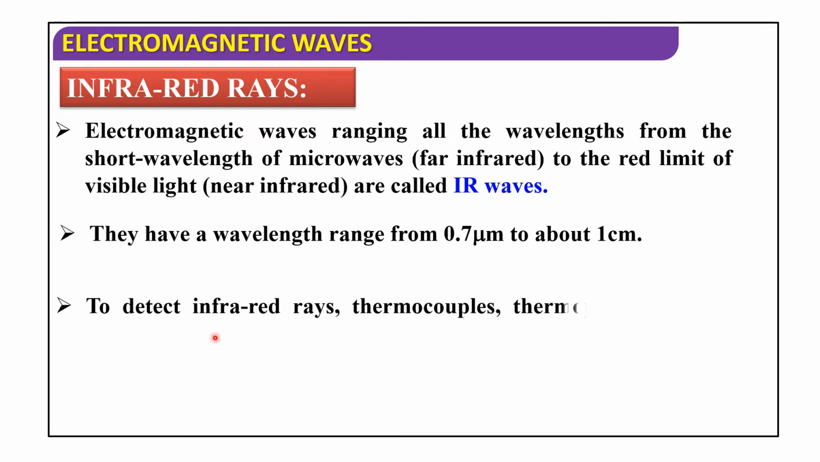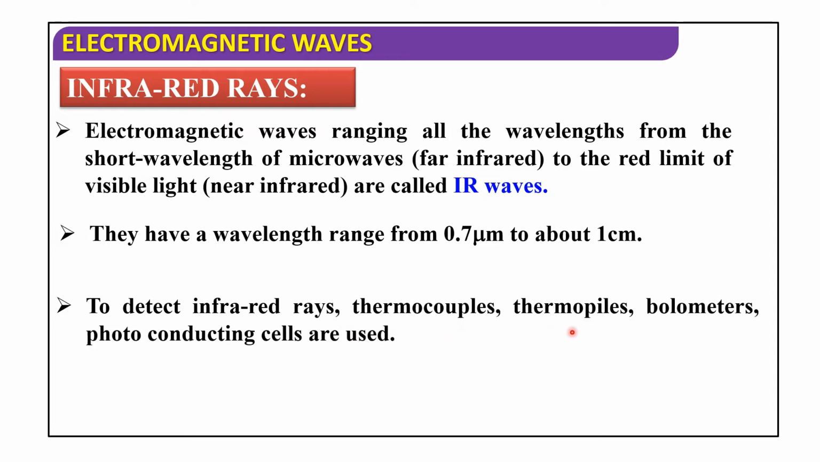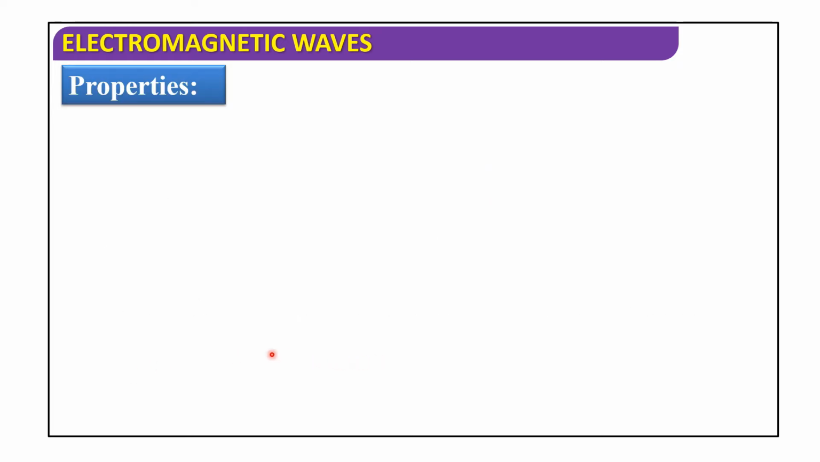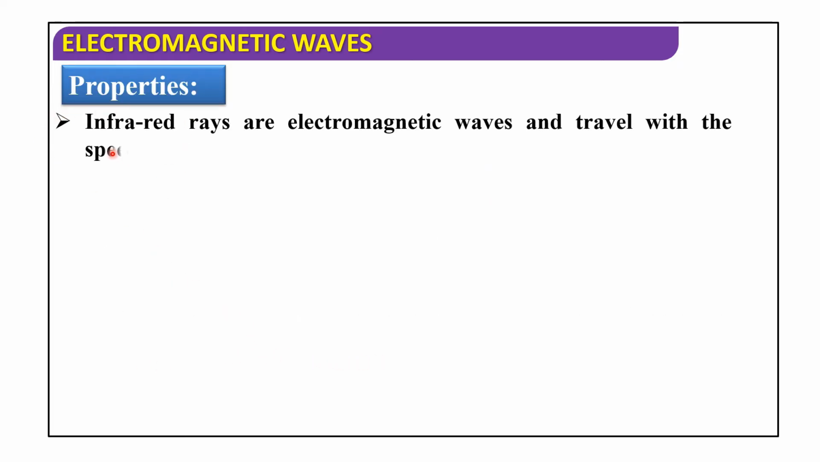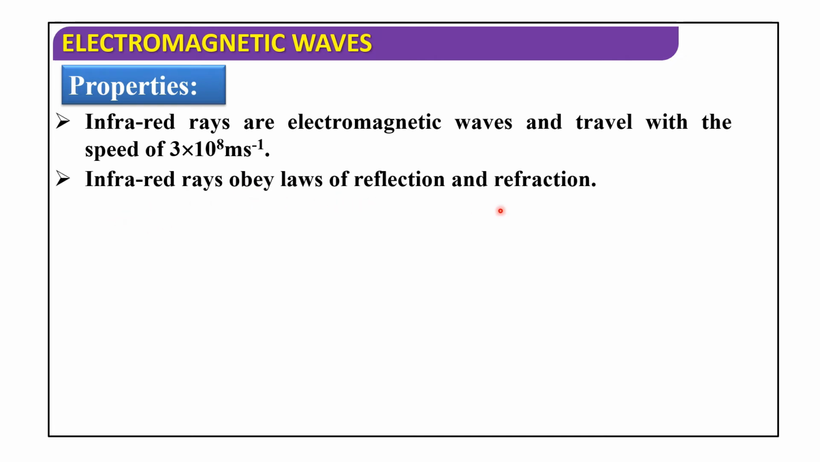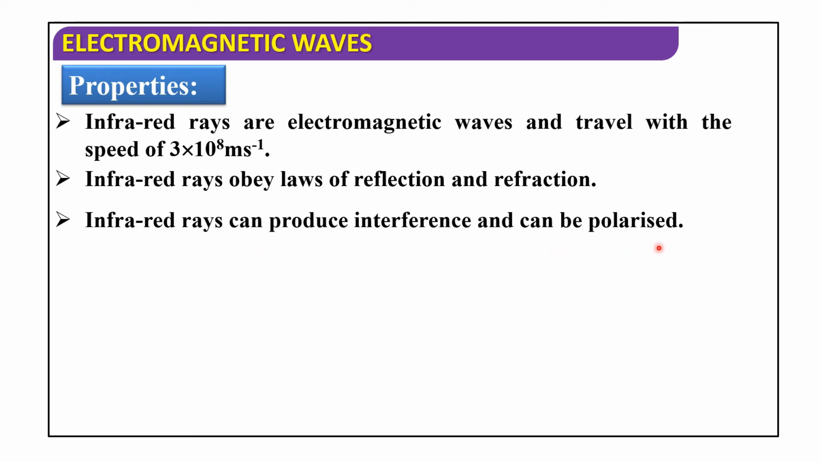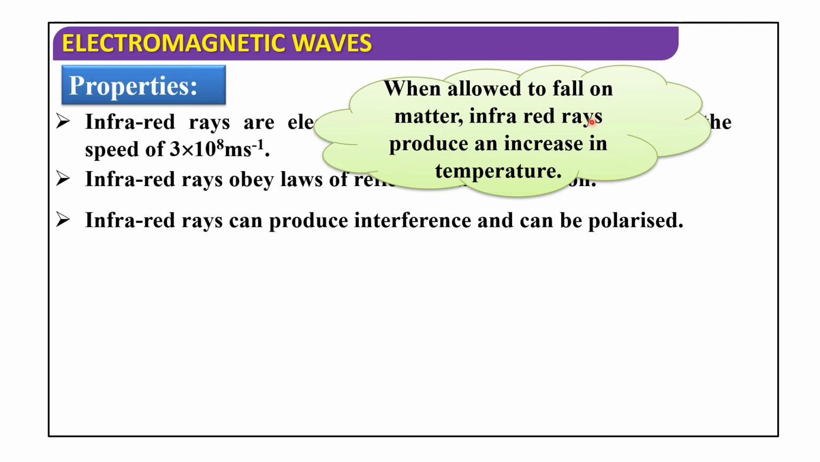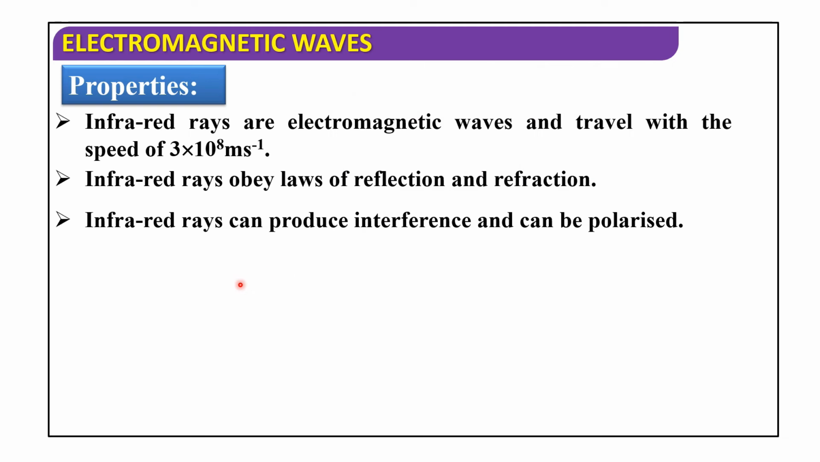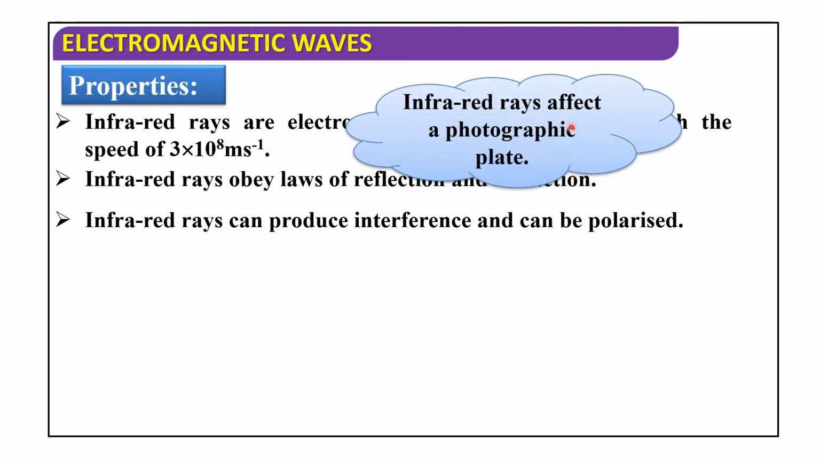To detect infrared rays, thermocouples, thermopiles, bolometers and photoconducting cells are used. Now discuss properties. Infrared rays are electromagnetic waves and travel with a speed of 3 × 10^8 meters per second. Infrared rays obey laws of reflection and refraction. Infrared rays can produce interference and can be polarized. When allowed to fall on matter, infrared rays produce an increase in temperature. Infrared rays also affect a photographic plate.